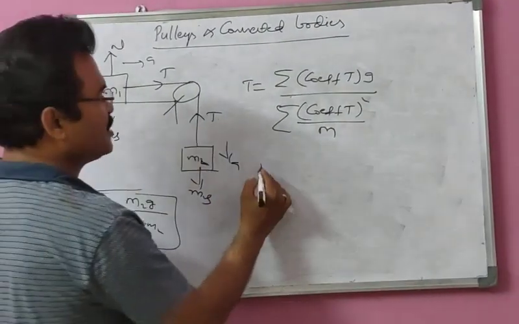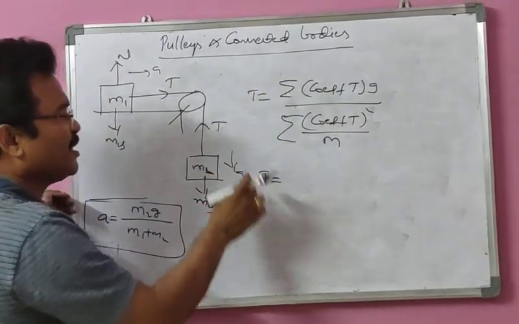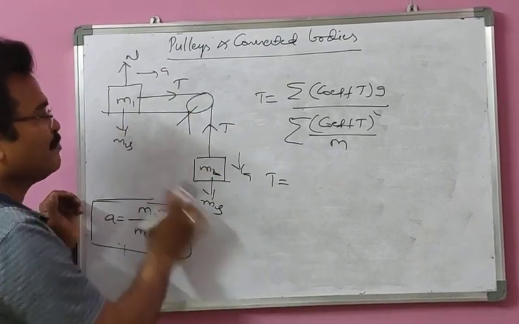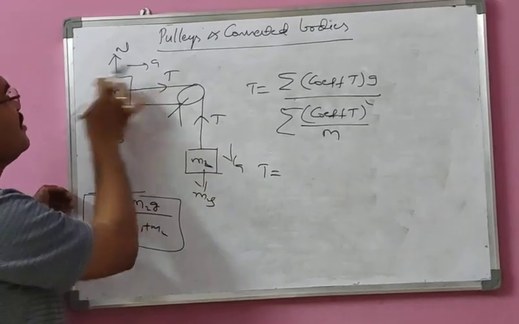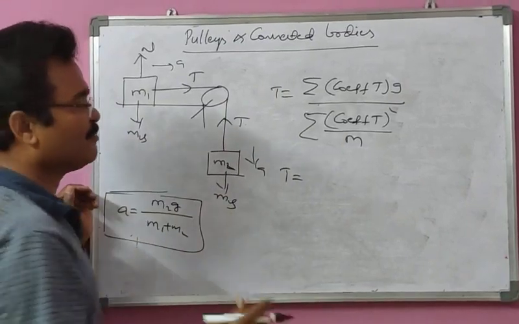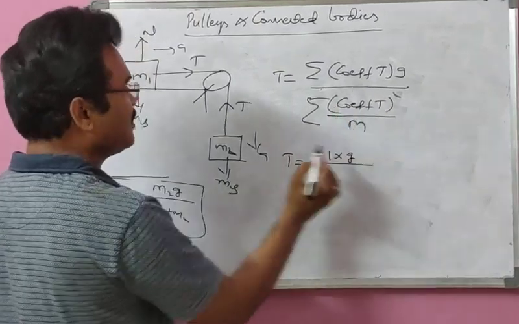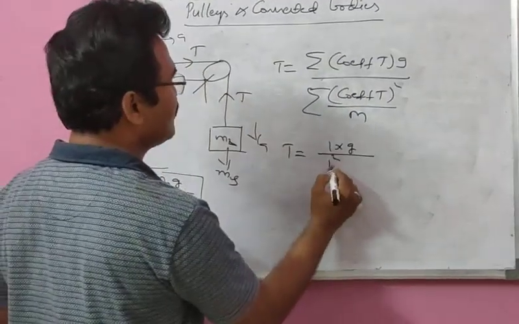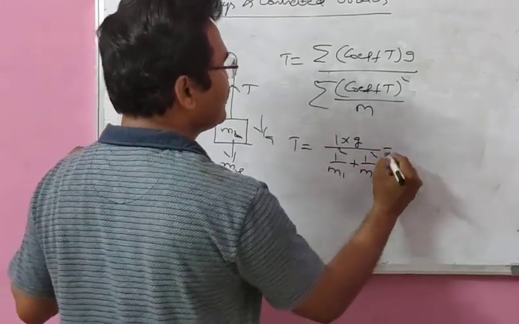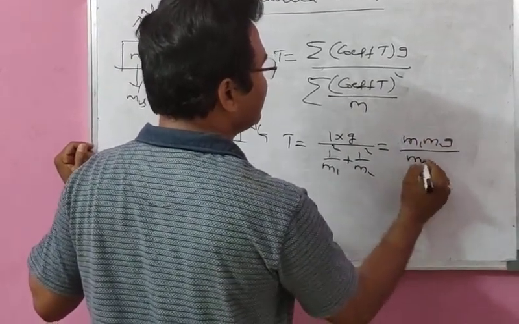And how to get the tension? See here, as I said, which coefficient of T do we have to write here? The tension which is balanced by the weight only, but not any other. For example, this tension is not balanced by any other, so don't take the coefficient of this one. So in the numerator we have only one: sigma 1 into G, divided by, but here we have to take all the coefficients of T. So 1 square by M1, and here 1 square by M2. So we are going to get, sorry, M1 M2G by M1 plus M2.